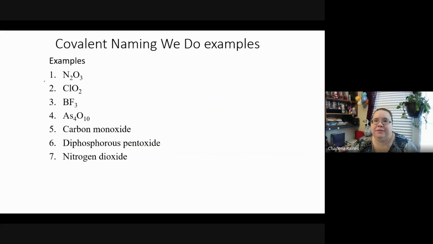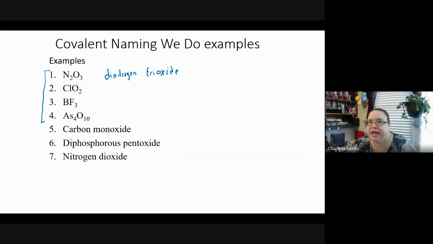So for 1 through 4, I'm giving you the letters. That implies I want the names. These are all covalent nomenclature. I know they're covalent because they don't start with a metal. Covalent compounds all start with either metalloids or nonmetals. So N2O3. N2, 2 N's is dinitrogen. O3, 3 O's is triox. Keep that first syllable, replace that ending with IDE, trioxide.